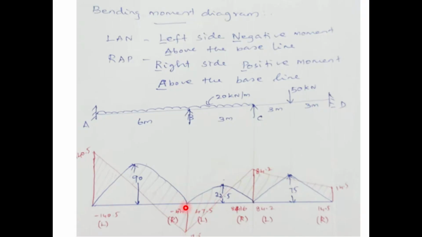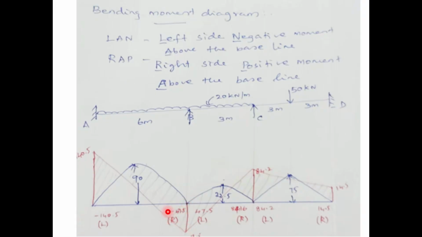For AB member, what is the moment at B? MBA, the value is minus 47.5. Right hand, we are getting a negative value. Right hand positive means above the baseline, but here we are getting right hand negative. Therefore, it should be below the baseline. This value is 140.5, here it is 47.5. So accordingly, we have to draw the line to an approximate scale.